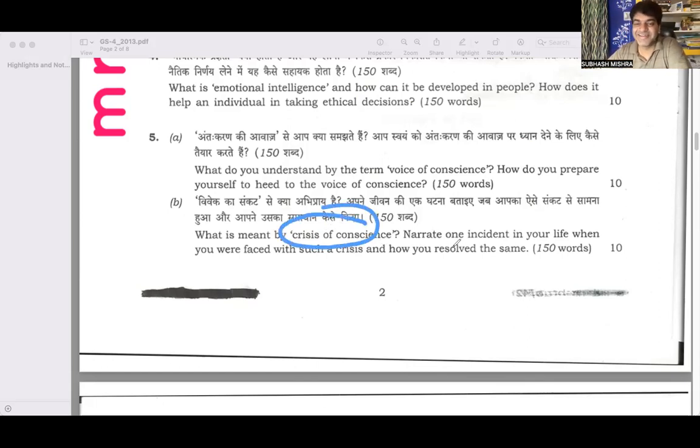Crisis of conscience: narrate one incident in your life when you were faced with such a crisis and how you resolved it. You have to think of examples like these situations, and how you will be making the categories for these things. Not only for this crisis of conscience, but for your real life incidents. There is one way out. You write this: how to frame ethical incidents from our own life. And then you write my solution, how actually I will be framing.